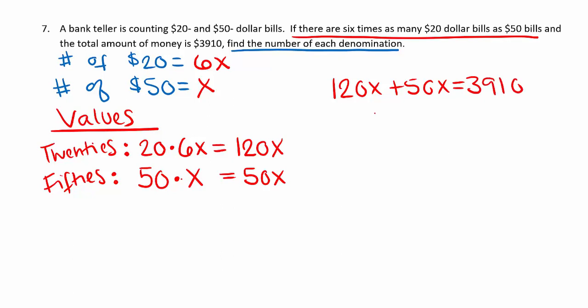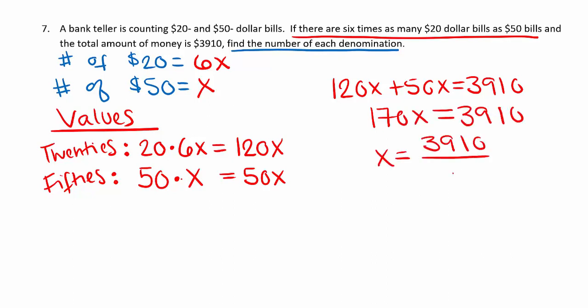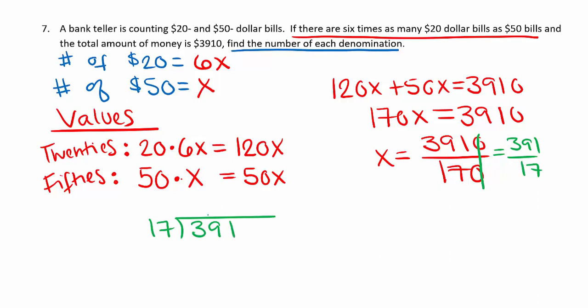So to solve, I'm going to combine like terms. I get 170x equals 3,910. Divide both sides by 170. I think I'll reduce by a factor of 10. So now I've got 391 divided by 17. 17 goes into 39 two times. And goes into 51 exactly 3 times. So it looks like x is 23.